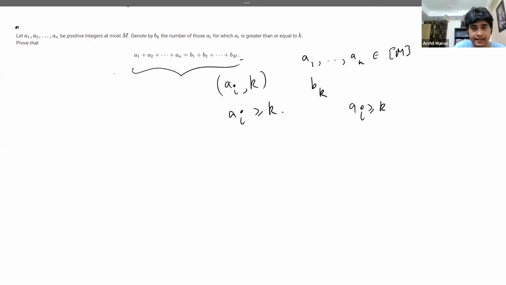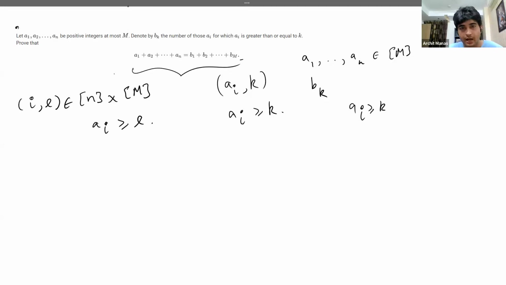Exactly. So the idea is to count the pairs (i, l) in this set such that ai is at least l. This is the object that we're counting. We're counting these pairs, the set of these pairs, we're trying to count them.